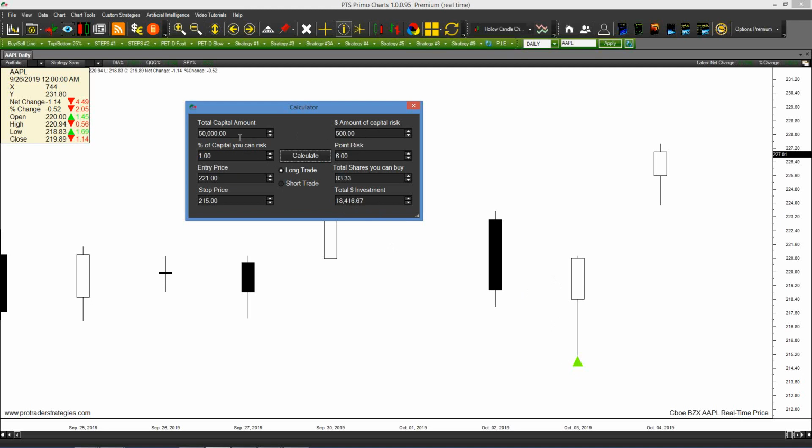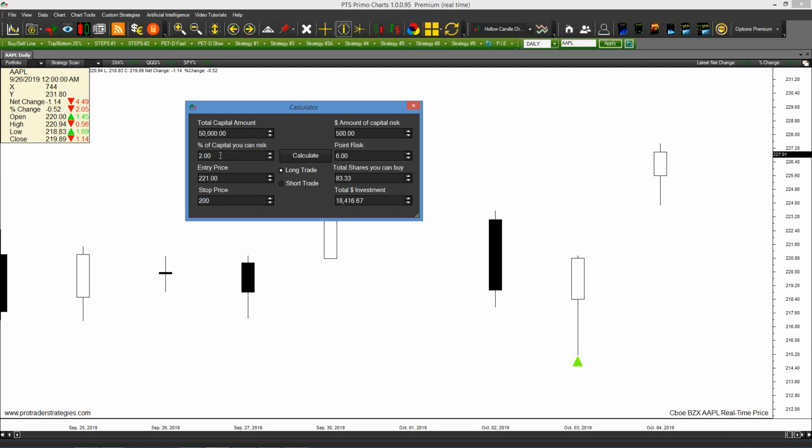Lastly, let's say we have some different parameters. We have a $15,000 account. We want to risk 2%. We're entering at 221, but we want to place our stop way down at 200. So we're going to risk 21 points, okay? Now, that doesn't mean we're still going to lose 21 points of value in terms of what our capital is.